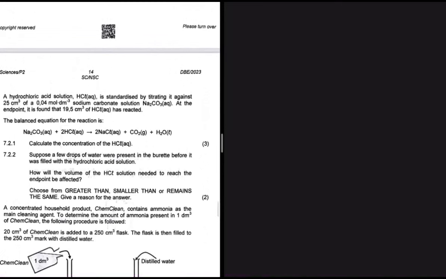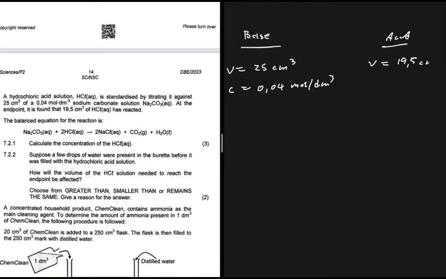If we do that, you're going to find that in 7.2.1, we are told that a hydrochloric acid solution, HCl, is standardized by titrating it against 25 centimeter cube of a 0.04 moles per decimeter cube sodium carbonate solution. Let's go ahead and jot that down, because the formula that we're going to use should be guided by the variables we have. So our volume is 25 centimeter cube, and our concentration is 0.04 moles per decimeter cube. At the end point, it is found that 19.5 centimeter cube of HCl has reacted. So for the acid, we have a volume equal to 19.5 centimeter cube.